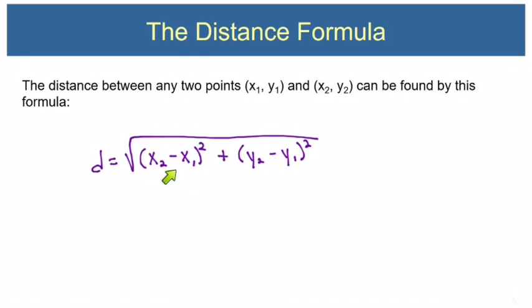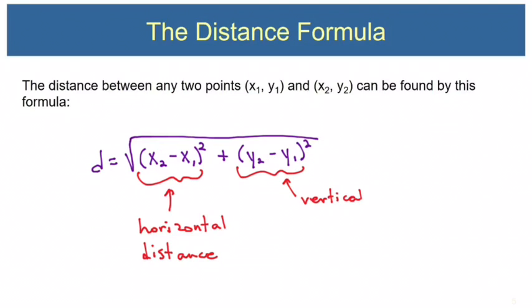The x2 minus x1 would be the length of the horizontal side, and the y2 minus y1 would be the length of the vertical side. We square them to do the a squared plus b squared part of the theorem, and then we do the square root of the total so that we have the length of the hypotenuse at the end.